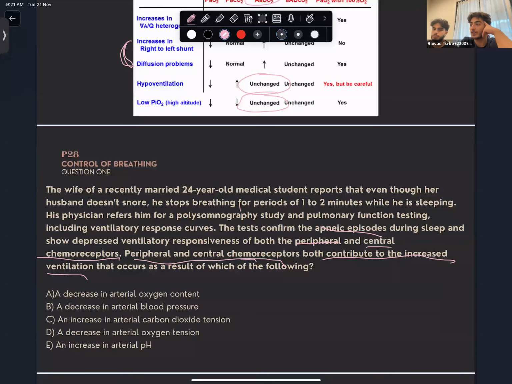This is where you start to think about the compensatory methods. So when do we have an increase in ventilation? When do we have hyperventilation, basically?